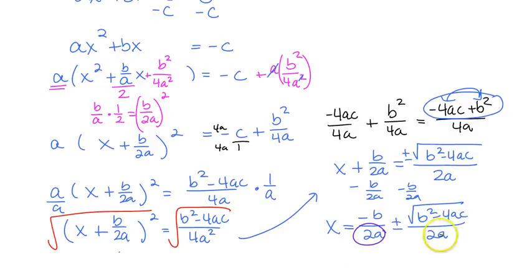How convenient, both of our numerators are exactly the same, our denominators are exactly the same, so I can combine this together, and we've got the opposite of b, plus or minus the square root of b squared minus 4ac all over 2a. So from using the completing the square method, we actually just derived where the quadratic formula comes from. Pretty cool, huh?